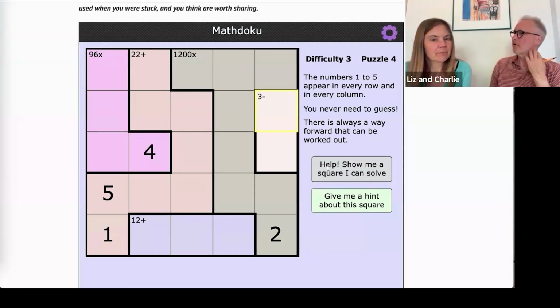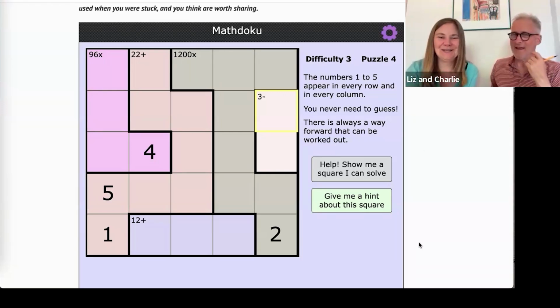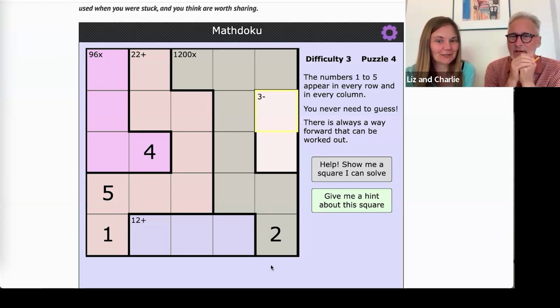Right. A difference of 3. So it could be 5 and 2. No, it can't because we've got a 2 in that. So it's got to be 1 and 4. And we've got a 4 in this row.